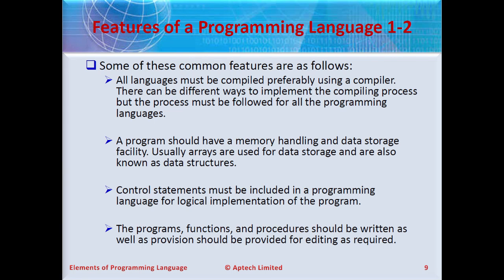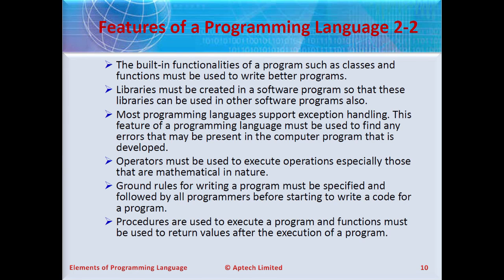Next, we have programs, functions, and procedures should be written as well as provisions made for editing your program as required. The built-in functionalities of a program, such as classes and functions, must be used to write better programs, meaning that commonly repeated tasks or commonly used values should be created in a programming language. We either call them libraries or APIs. Now, libraries must be created in a software program so that these libraries can be used in other software programs also, just what I was alluding to earlier.